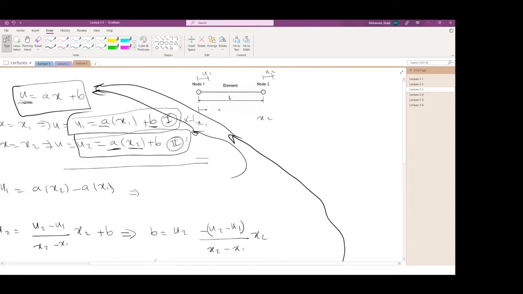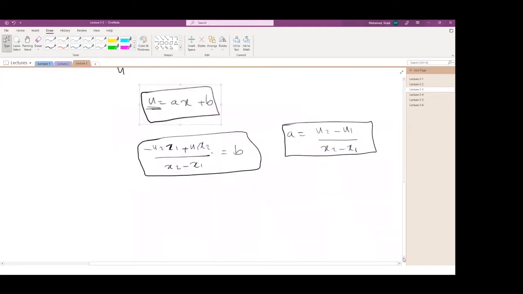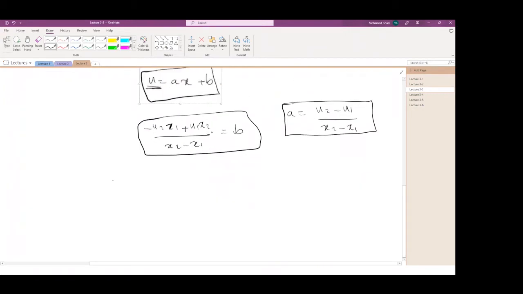And the equation I want to insert everything in is this one. So U is equal to A. This is U2 minus U1 divided by X2 minus X1 multiplied with X added to minus U2 X1 plus U1 X2 divided by X2 minus X1.